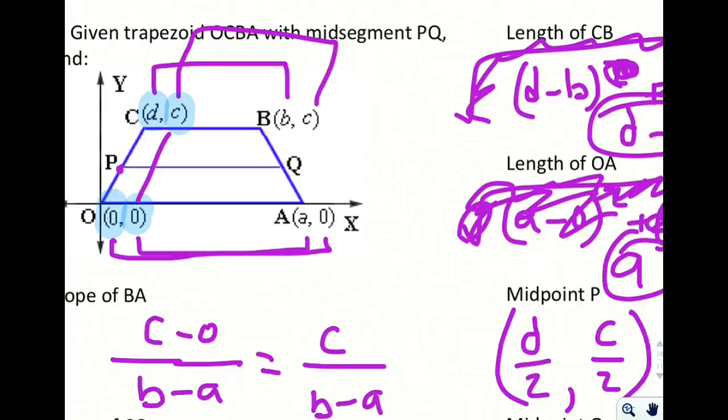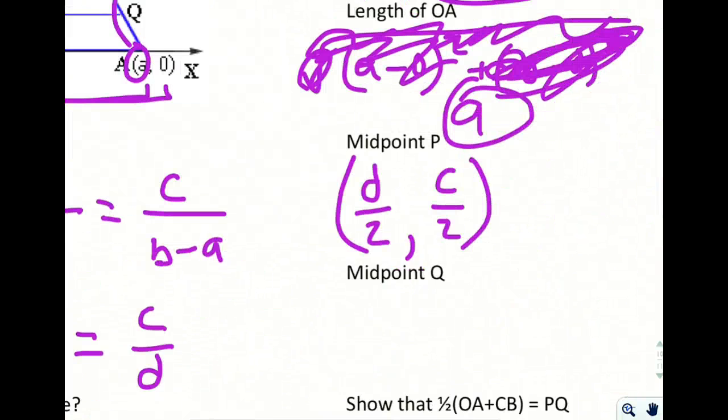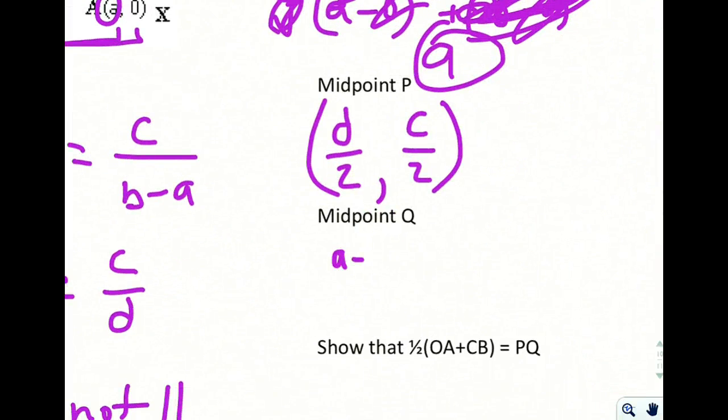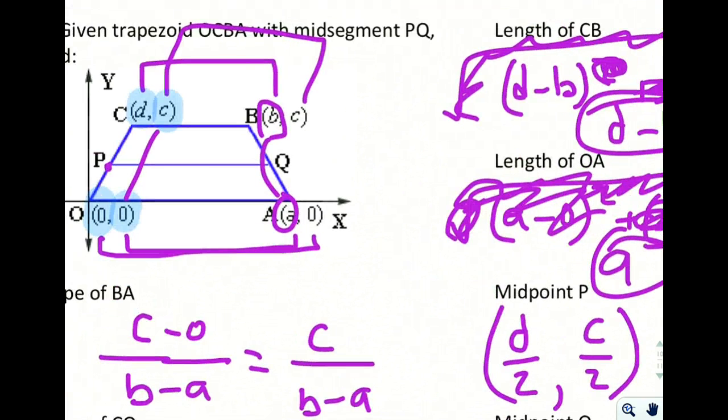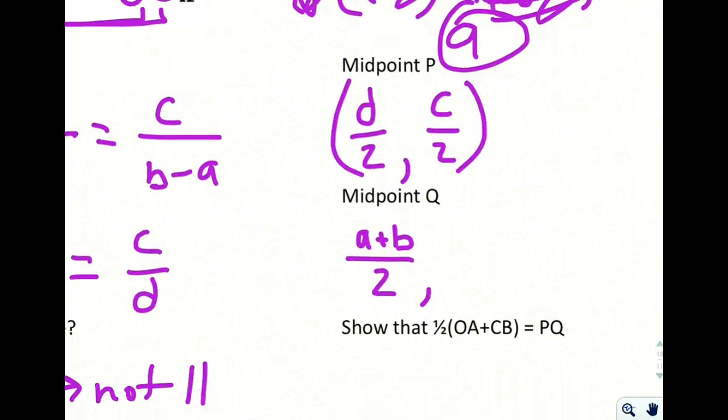Let's do Q now. We have A and B, and we need to find the average of those two. So let's take A plus B, add them together, divide by 2. And then, same thing with our other part here, C and 0. C plus 0 is C, divided by 2. It's going to be C over 2. So now we have our two midpoints.